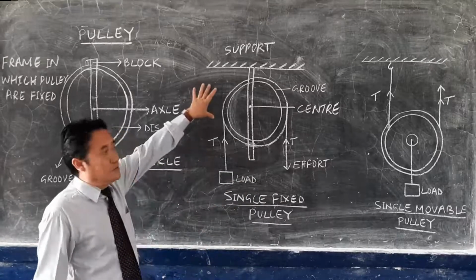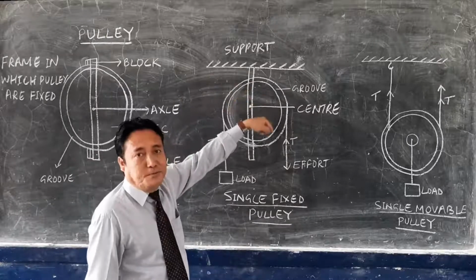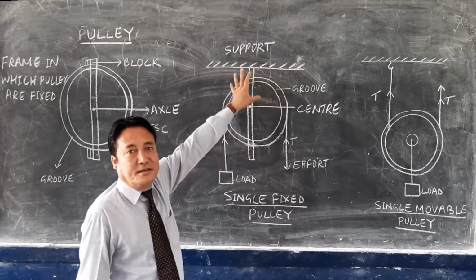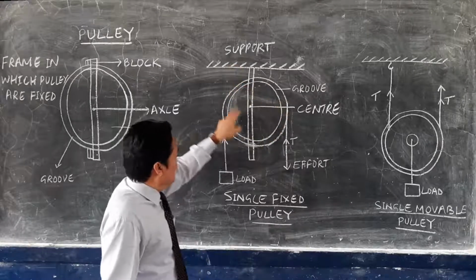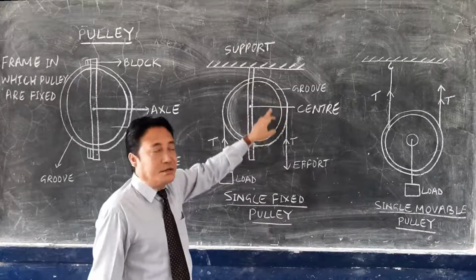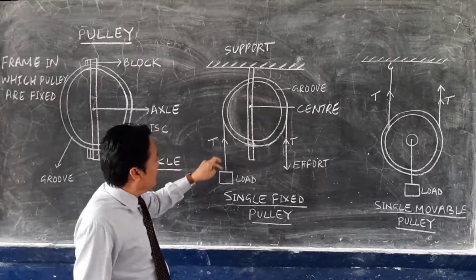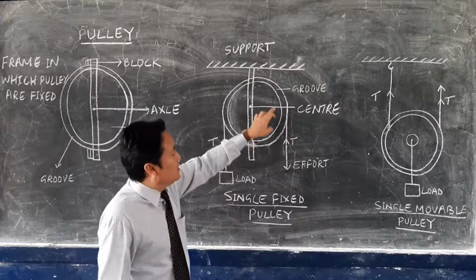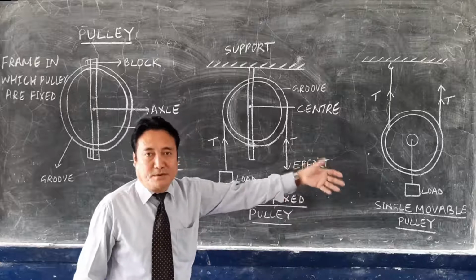Now when we come to the single fixed pulley, this pulley is fixed at a rigid support. The rope or a string goes around the groove. The string or the rope will wind around the groove. On one end of the string or rope, the load is fixed, and the effort is applied at the other end. Effort means the force which you apply from your body.